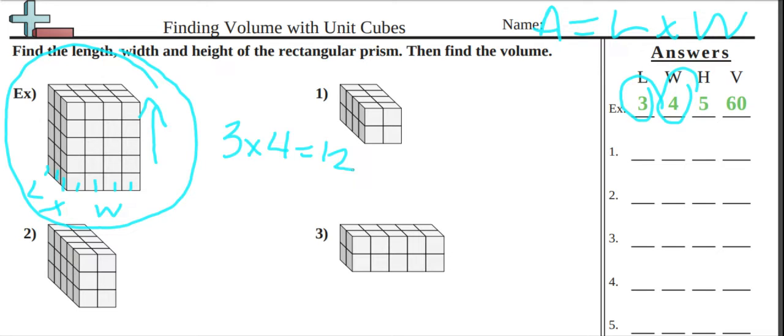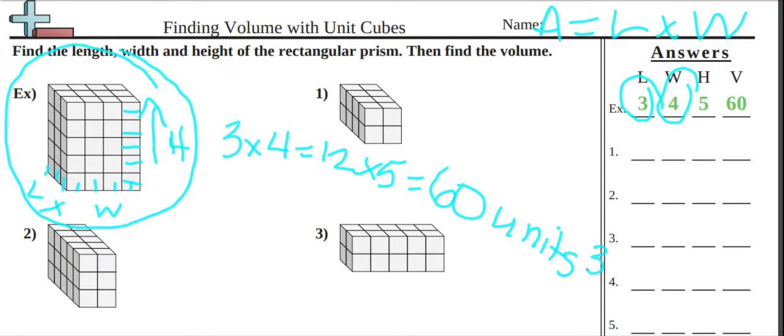Then you're going to multiply that part by the height. The height is how high the shape goes. In this case, it's 1, 2, 3, 4, 5. So you're going to do 12 times 5, which gives you 60 cubes or units, and the label we use is cubed, so it's a little 3.